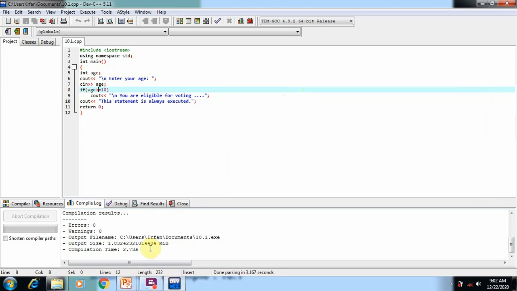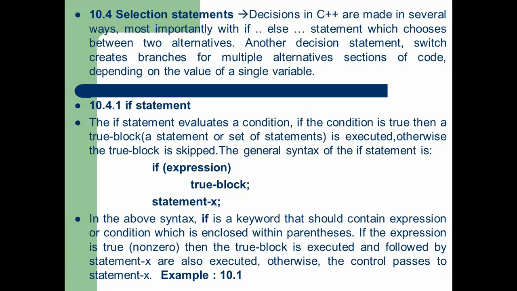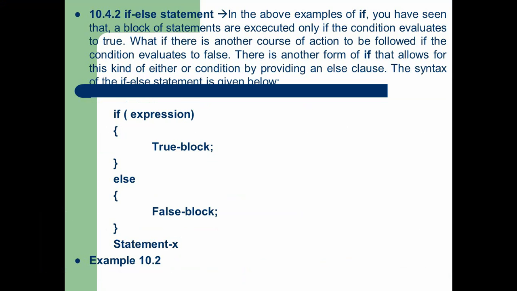So now I am going to explain the next topic, the if else statement. The only difference between if and if else statement is, in the if statement you can see only the true block statement, but in the if else statement you can see the false block also. In the syntax you can see if expression, true block, else false block, and statement X. This statement X is always executed whether the expression is true or false, but the true block statement will execute whenever the expression is true. The false block is going to execute whenever the expression is false.